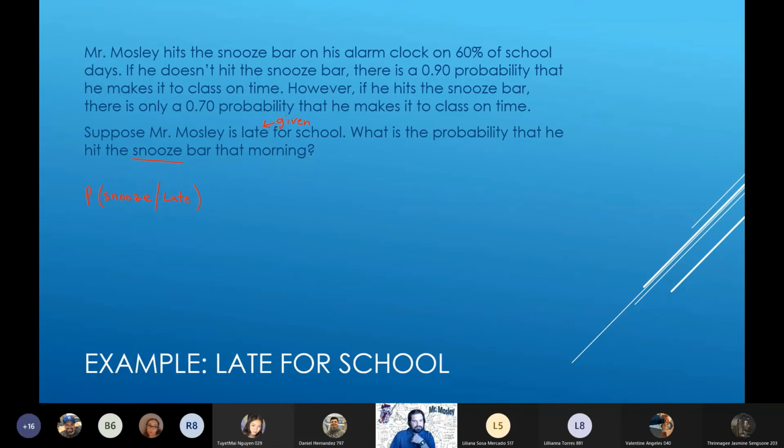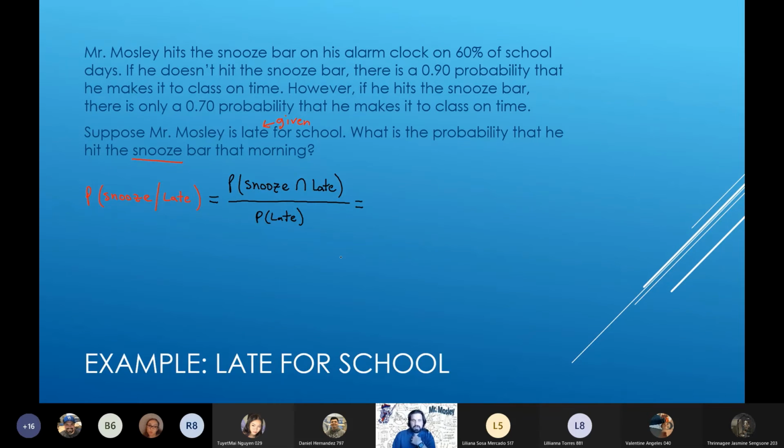We don't have this number. The previous question used the probability of being late given that I hit snooze. All right? But we know how to set this up. This is our conditional probability rule now. So probability of hitting snooze given that I'm late is the same as the probability of snooze and late divided by probability of being late.